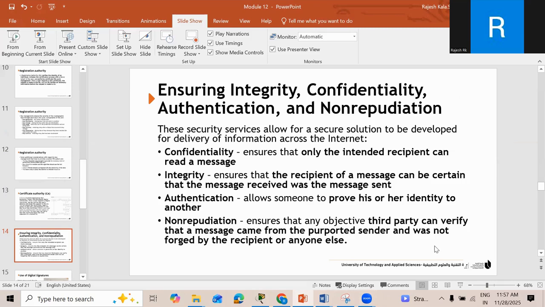Non-repudiation: a third party can verify that the message came from the actual sender and was not forged by the recipient or anyone else. Non-repudiation means you cannot deny it and say, "I didn't send the message." The receiver will be 100% sure that the message came from the actual sender, not a third party. This is non-repudiation. All these things will be verified, and all of them are ensured by PKI: integrity, confidentiality, authentication, non-repudiation.